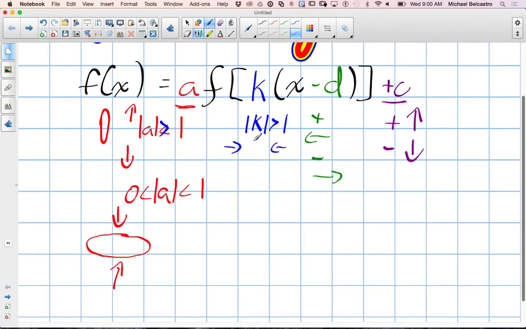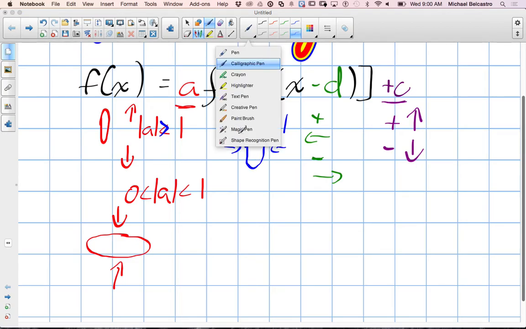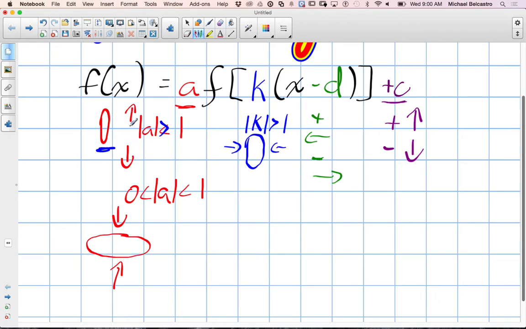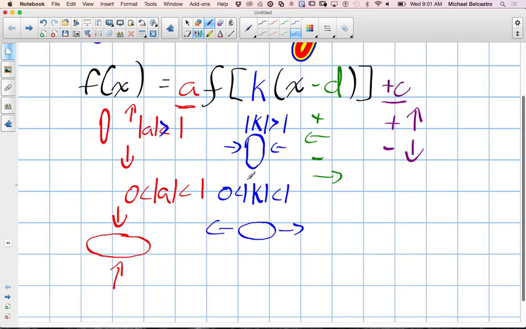Think of it like an elastic band that's being pushed in at the sides, and that idea is actually very similar to a vertical stretch. And our opposite of that: if the absolute k value is less than 1 but greater than 0, it's being horizontally stretched, pulled out this way.